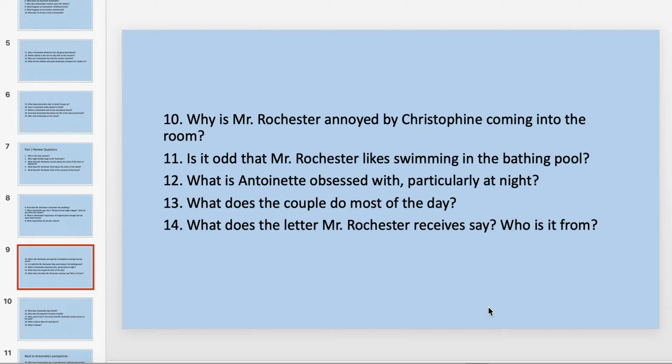Going on to 14, what does the letter that Mr. Rochester receives say, and who is it from? So I mentioned before, again, that Antoinette has half-siblings. So one of these half-siblings is a man named Daniel, and he's going to be writing to Mr.